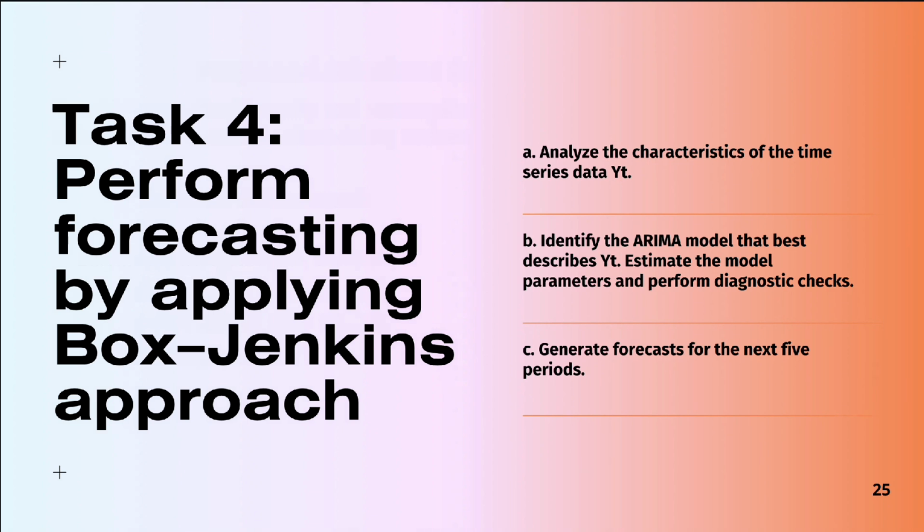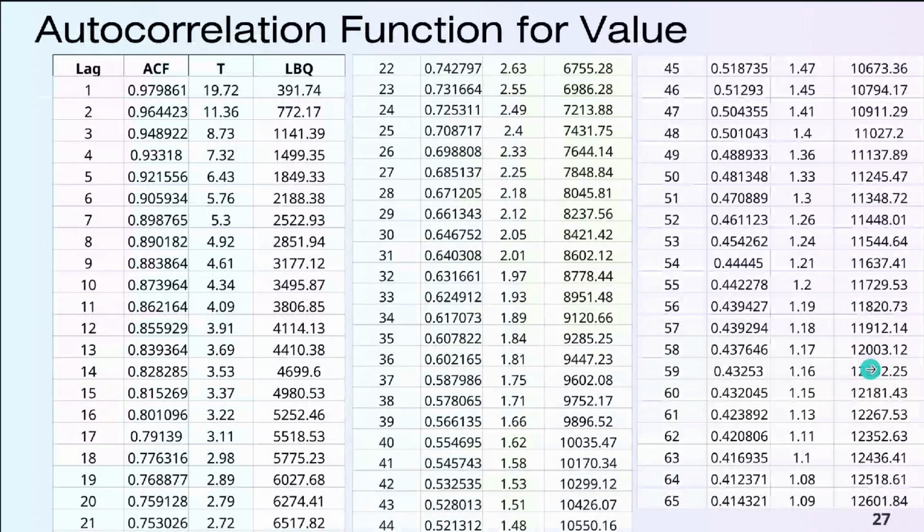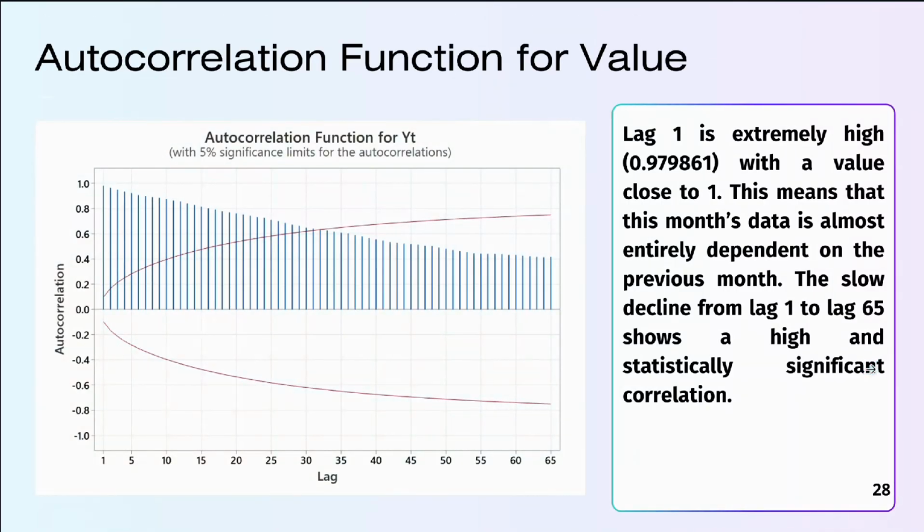Moving to task 4, we applied the Box-Jenkins approach to forecast the food service and drinking places. First, let's look at the time series plot of our original data we analyzed in task 2. You can see the data show two clear characteristics. In the autocorrelation function for Yt, the lag 1 is extremely high, 0.979, with values slowly declining to 1. This means that this month's data is almost entirely dependent on the previous month. The slow decline from lag 1 to lag 65 shows high and statistically significant correlations.